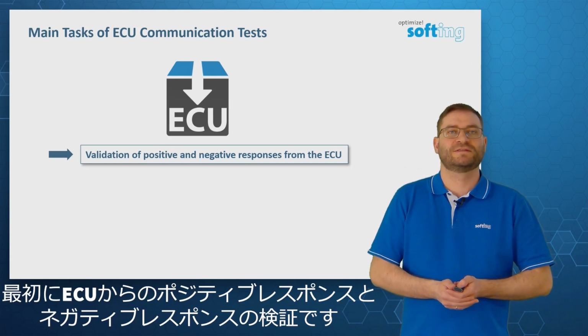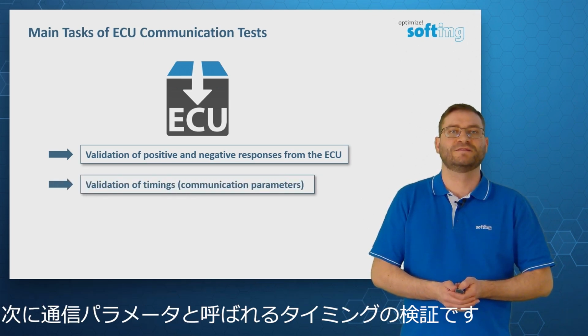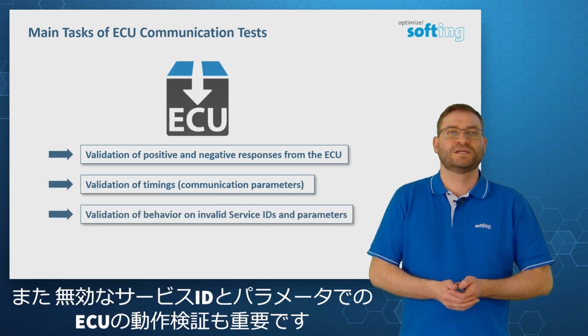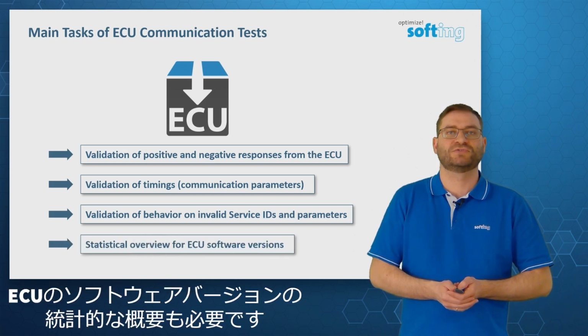Well, first, the validation of positive and negative responses from the ECU. Then, the validation of timings, the so-called communication parameters. It's also important to check the ECU's behavior on invalid service IDs and parameters. And we would like to have a statistical overview for ECU software versions.